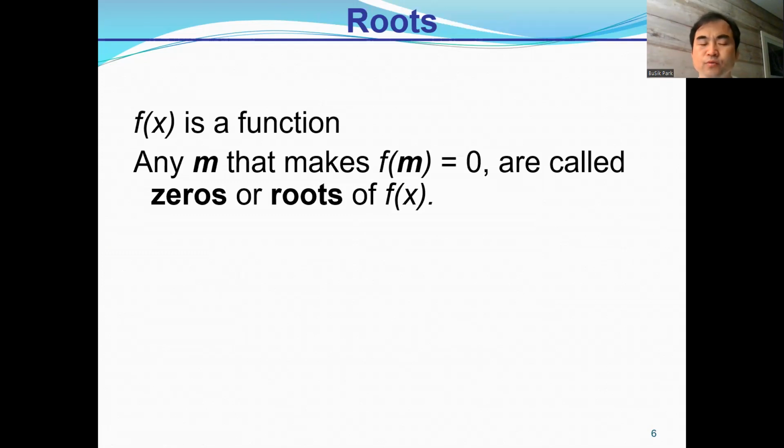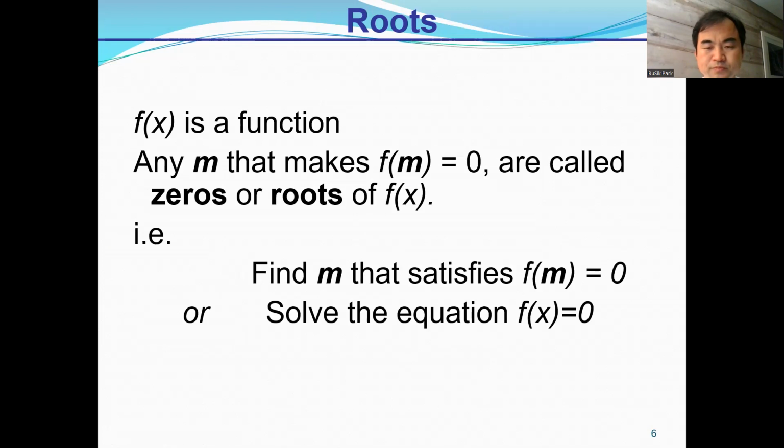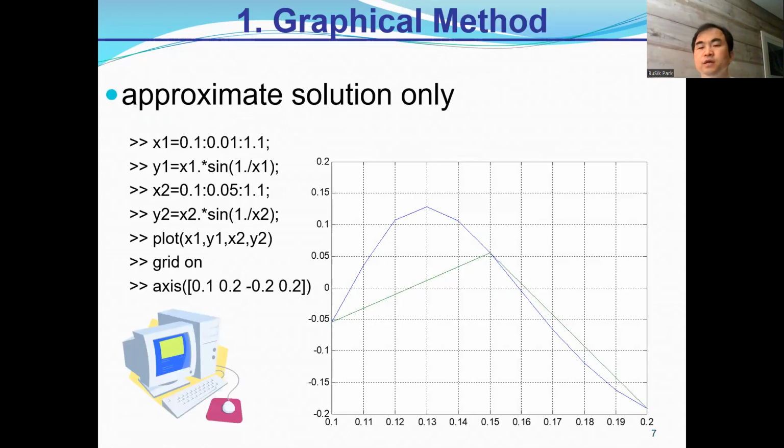So what is a root? When f(x) is a function, any m that makes f(m) equal 0 is called a zero or root of f(x). We already know this. And then how can we calculate the root of function f(x)? There are several different ways, as we know. First of all, the graphical method.